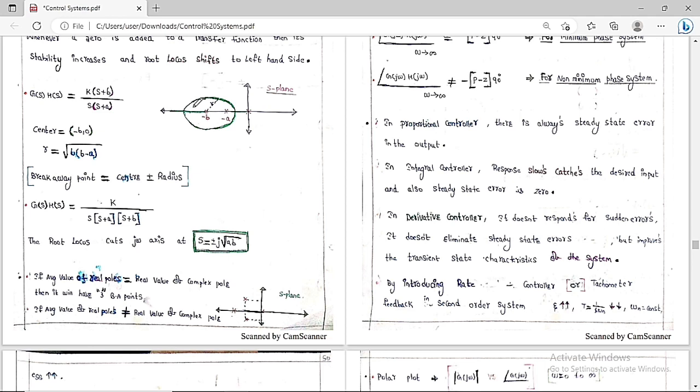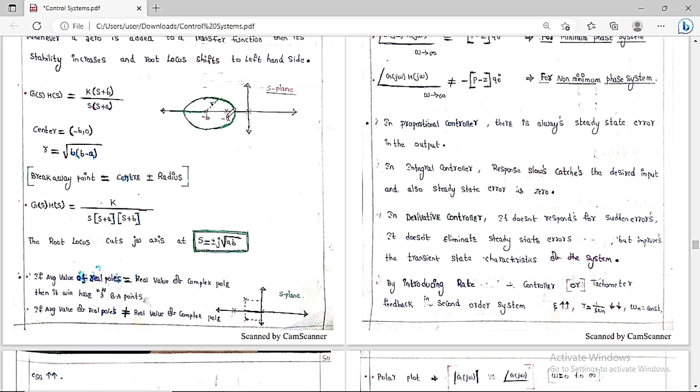So this root locus diagram is basically a circle. This is the circle we are going to get with the center minus b comma 0 and the radius equal to root over b into b minus a. So this one you always have to keep in mind. So what is the center of this? The center of the circle. So this root locus is in the form of a circle, the center minus b comma 0 and the radius is nothing but root over b into b minus a. So always keep this in your mind.